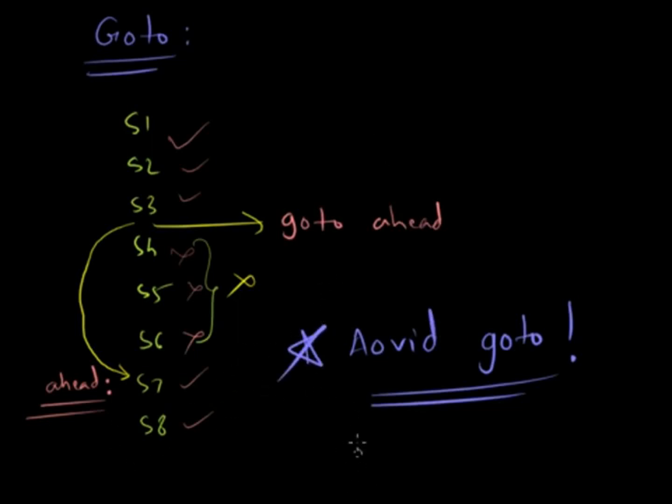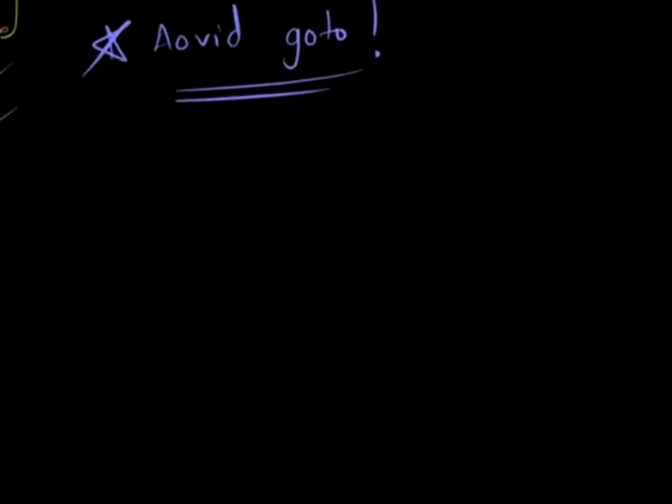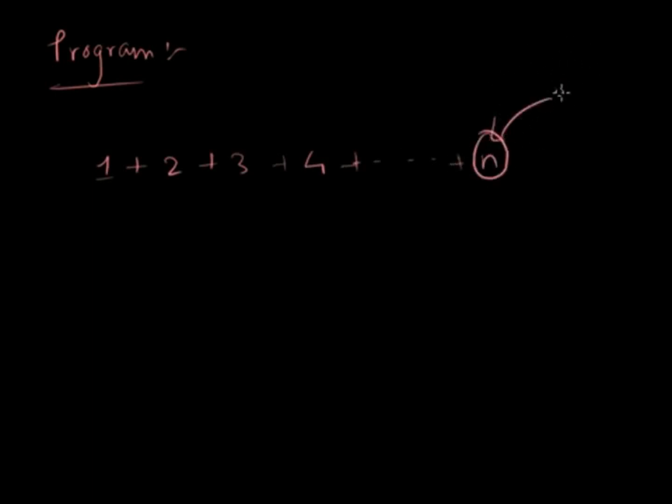That's it. Now we come to a point where we have to write a program based on loops. Let's write a program. Let's consider this series: 1 plus 2 plus 3 plus 4 and on and on up to n. So you have to take this n from the user and calculate the sum of n terms.